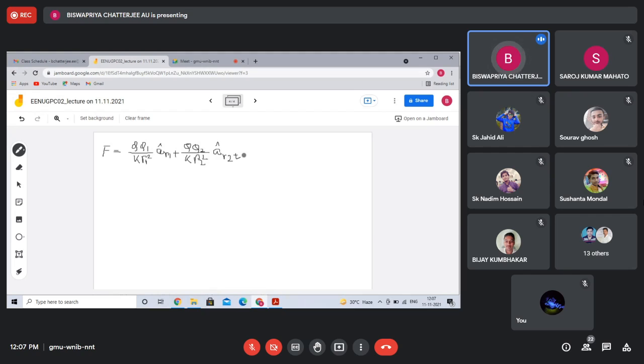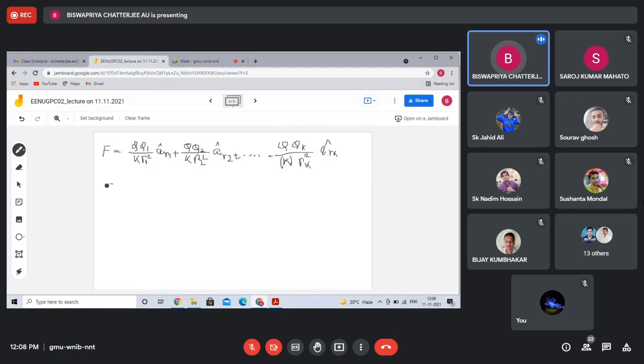And if you go like this, if you have k number of charges, then it will be qk, the constant k over rk square, into the unit vector a rk. So this is the expression.